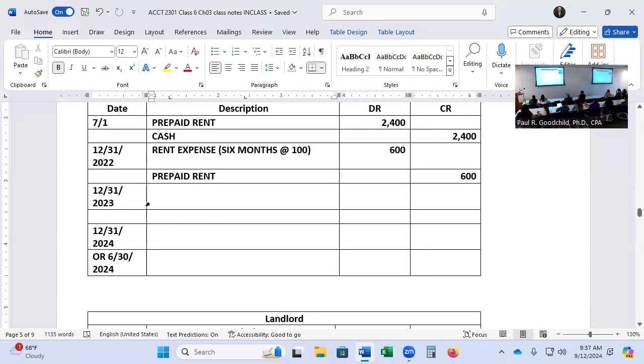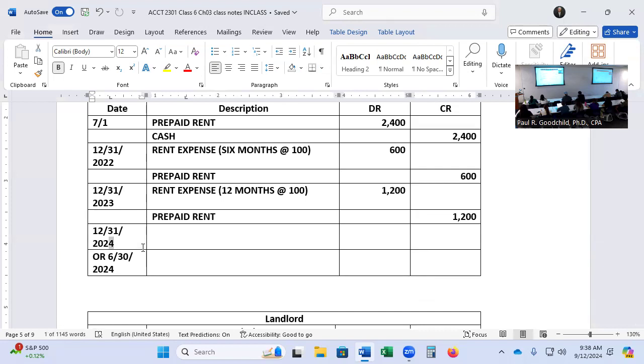And then 12/31/2023, we would have to record the next year's rent expense. And this would be 12 months at 100. And so 1,200. And we're going to reduce our prepaid rent by 1,200. And then we don't have 12/31 here, so you can just kind of cross off that one.